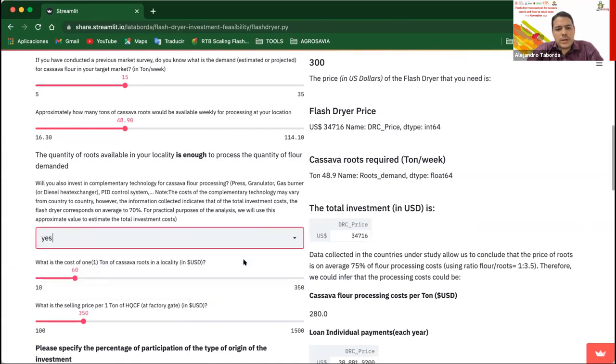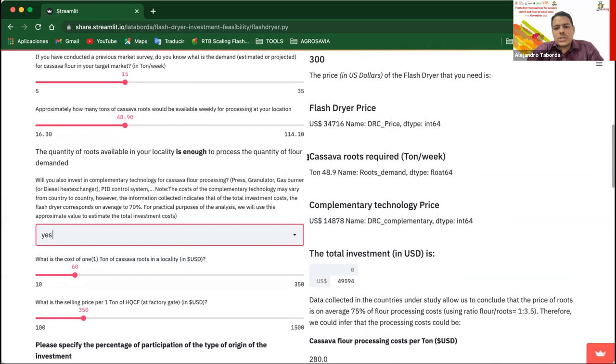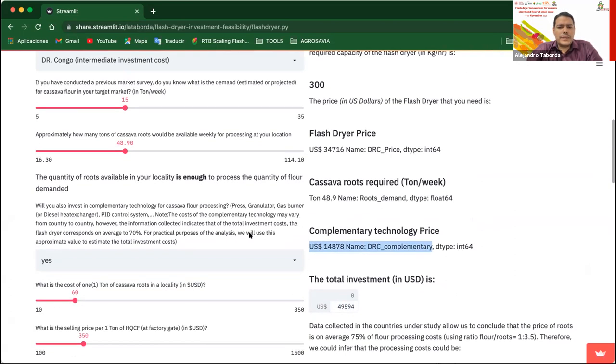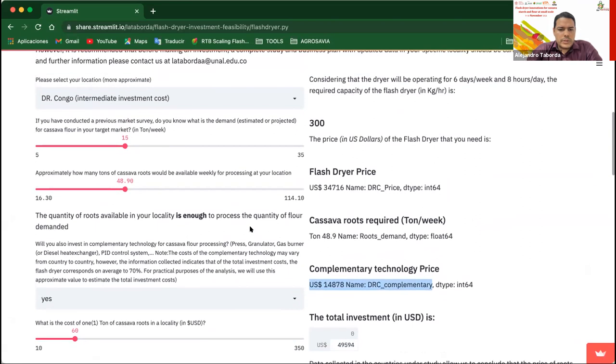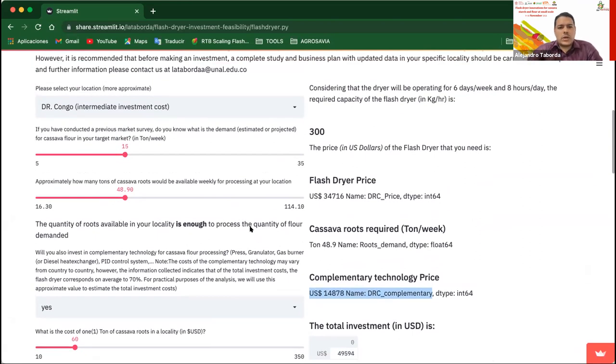But if you need the complementary technology, then the cost of the total investment is the sum of the flash dryer price and the complementary technology price. We also use a predetermined price for these complementary technology equipments, with the information that we collected in these countries.